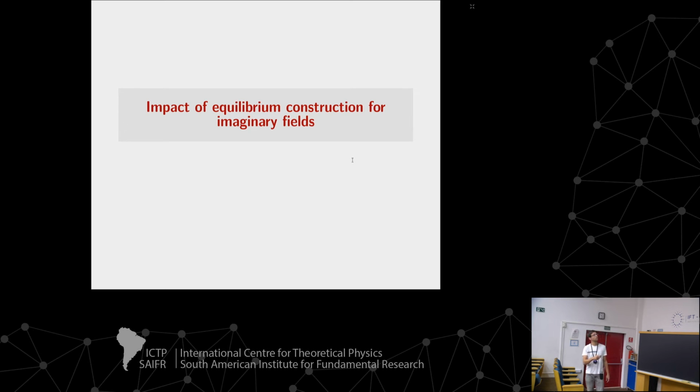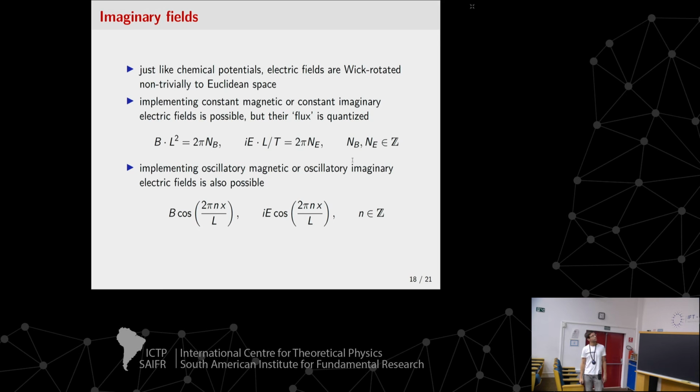And there I will discuss imaginary fields, because that's what is easy to be done on the lattice. Because just like chemical potentials, also electric fields receive a factor of i when you do the Wick rotation. And then with imaginary fields, with magnetic or imaginary electric fields, you can do constant field setups, like Dean showed you. Then you have a quantization condition. But you can also implement oscillatory fields to begin with. They have then a continuous amplitude, but then the wavelength is quantized because you are in a finite volume. There are only discrete momenta that fit in.